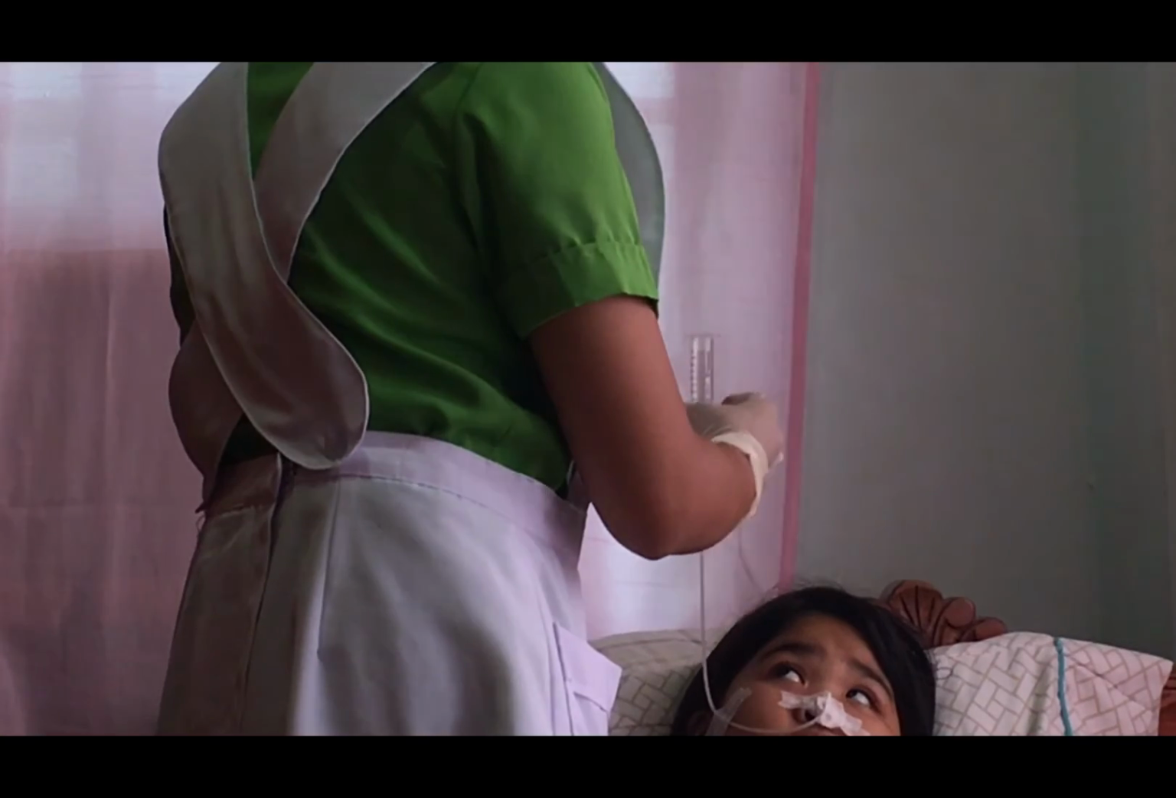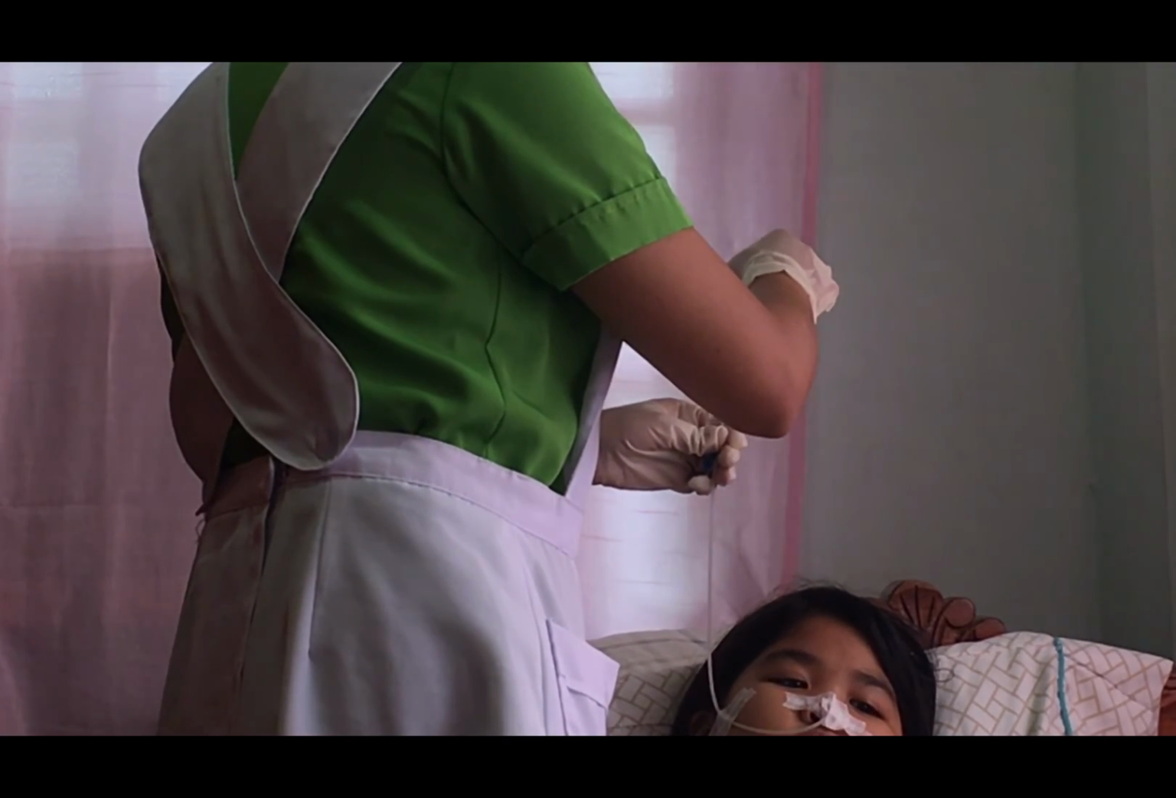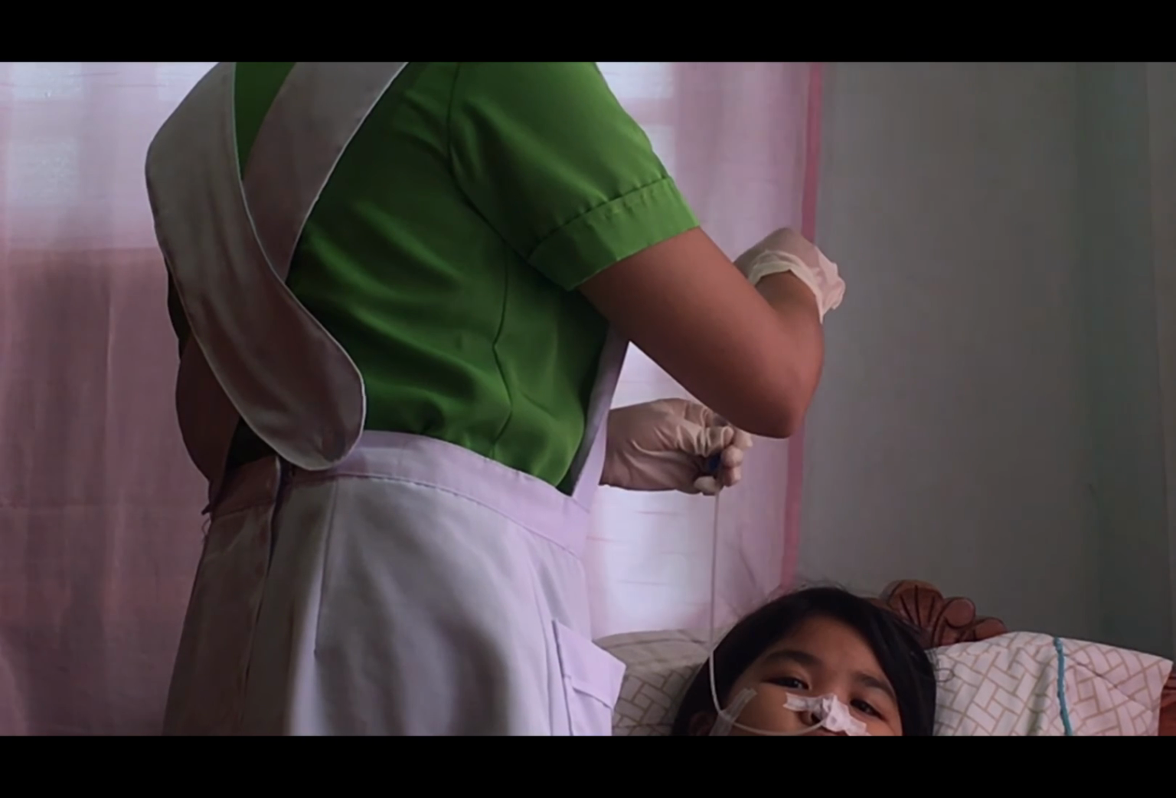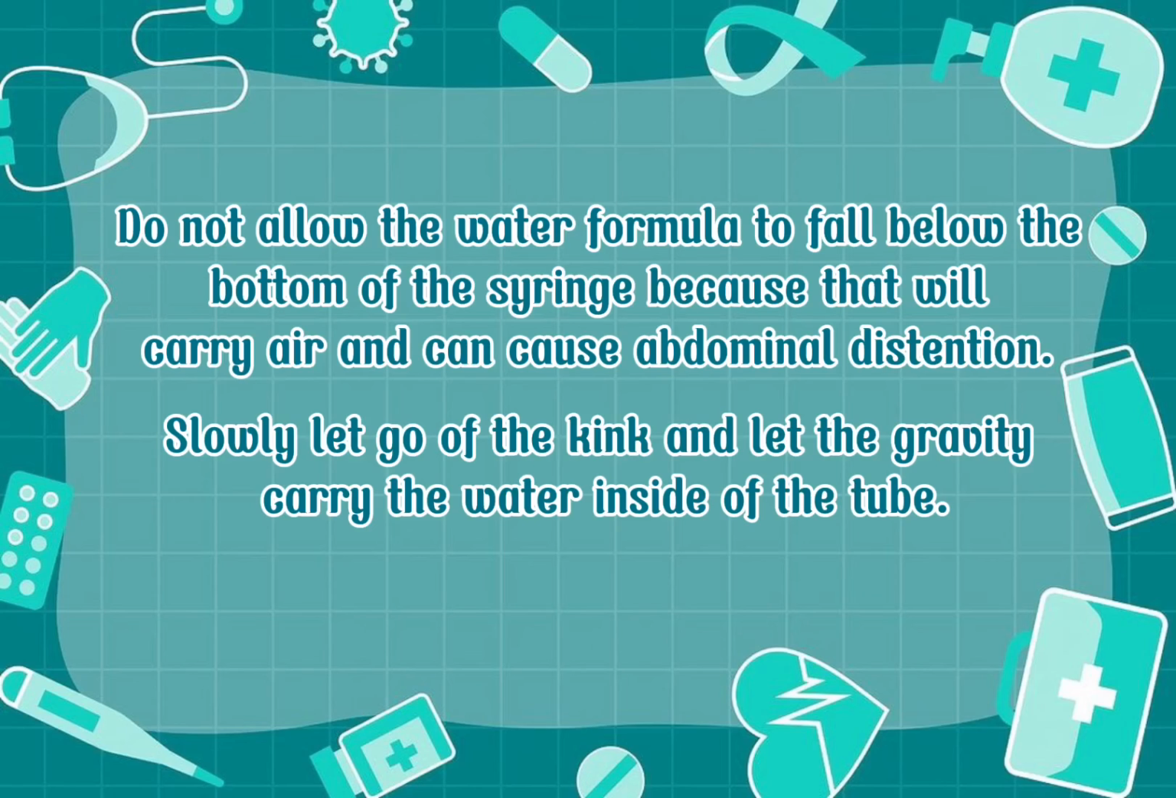Before starting to feed the patient, we need to instill 30 ml of water to remove any blockage of the tube. Do not allow the water or formula to fall below the bottom of the syringe, because that will carry air and can cause abdominal distension. Slowly let go of the kink and let gravity carry the water inside of the tube.